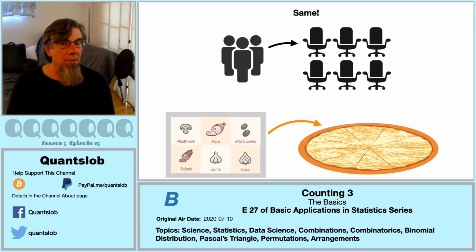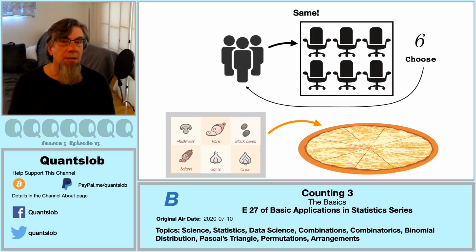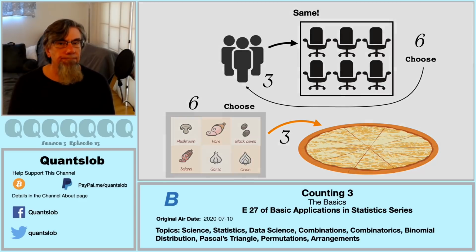In both, we can think of it this way. We have 6 slots and 3 objects. With the pizzas, the 6 available toppings are the slots. With the seats, it is the seats that are the slots.